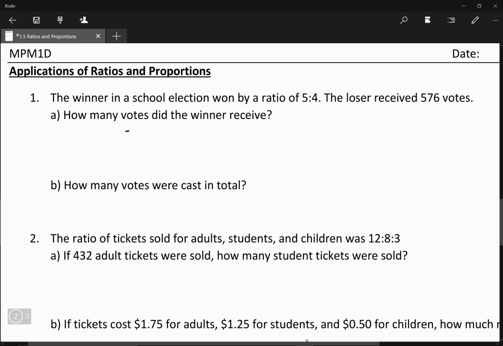So the winner won by 5 to 4 votes. So for every 5 votes he won, 4 votes he lost. So that's equal to the other ratio of the actual number of votes. So you have an x amount of votes that he won, that he received, and the loser received 576. So what is x? So you look at, what do I have to do to go from 4 to 576?